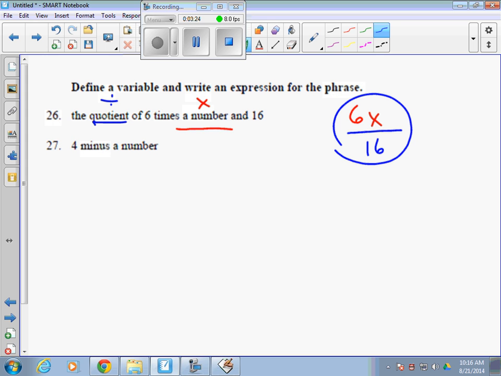Number 27 says 4 minus a number. We know that means to subtract. 4 minus, and again, a number is a variable, minus x.